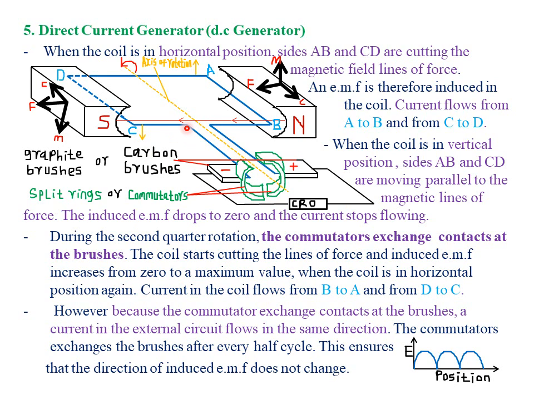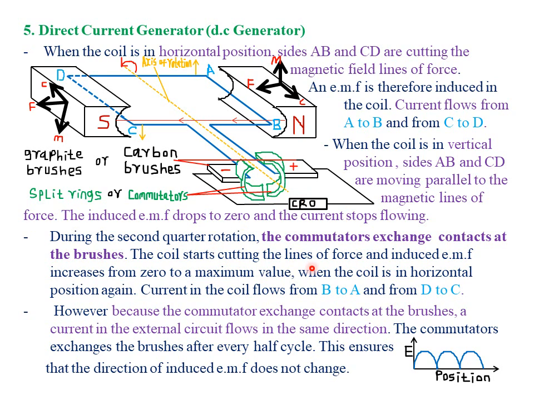So remember, now the coil is in the horizontal position with DC replacing AB and AB replacing DC. So we expected the direction of the current to change. However, because the commutators have exchanged, the direction of current in the external circuit will remain in one direction because of the changing commutators. Remember, for the case of AC generators, it does not have the commutators. So in that particular case, the slip rings could not change. That is why there was a change in current in the external circuit or the external CRO.